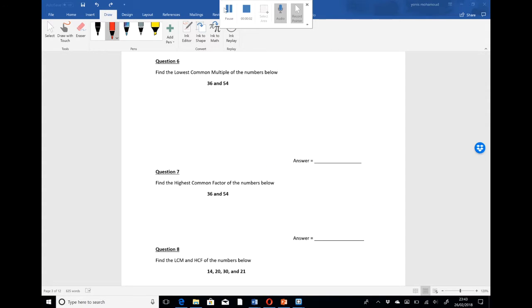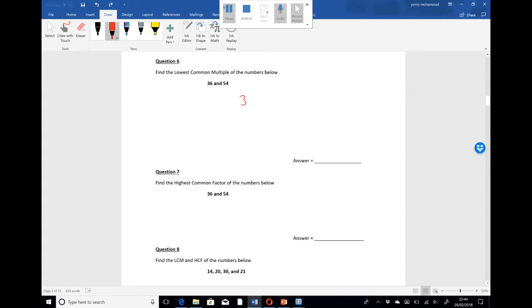Okay, so question number 6 is asking us, find the lowest common multiple of the numbers below. So I've got 36 and 54. I could choose to use method number 1, or I could use method number 2. But because 36 and 54 are quite large numbers, I'm not really keen on using method number 1, simply because it's quite difficult to work out the multiples of 36 and 54. So I'm going to use method number 2.